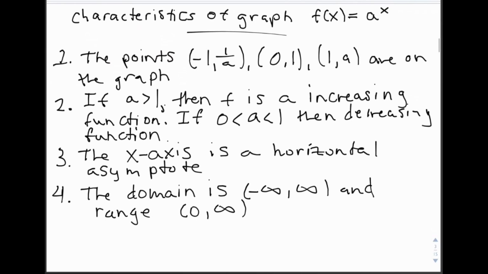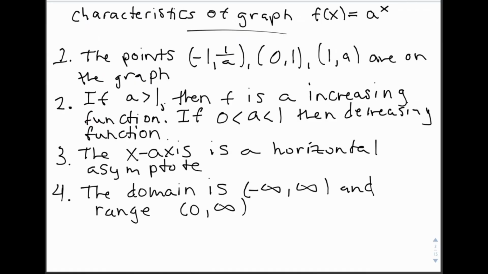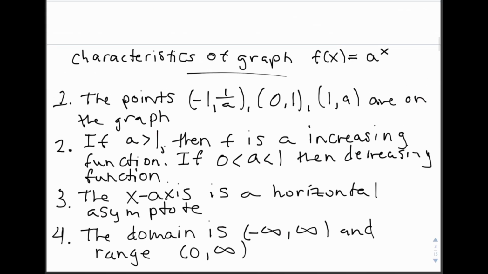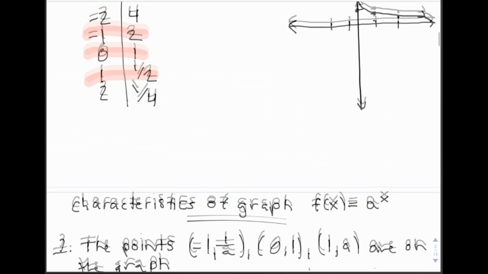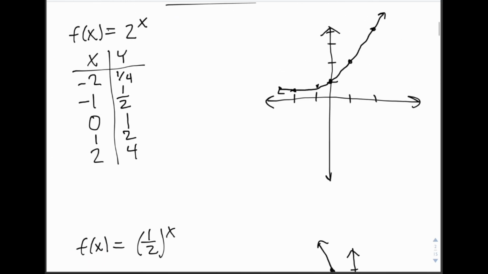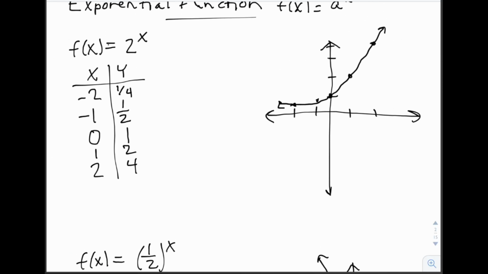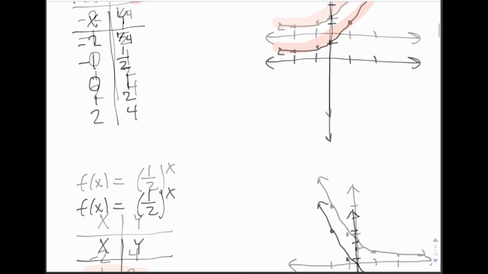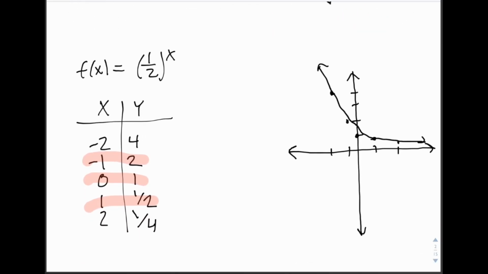So point 2, it tells us that if a is greater than 1, then the graph is an increasing function, and if our a is between 0 and 1, then we are a decreasing function. So again, if we look back up, if a is greater than 1, we are an increasing function, right? We saw that our a was, in this case, a 2, which is greater than 1. So again, we're going to be increasing. And in our second example, we saw that we were between 0 and 1. So this will be a decreasing function.